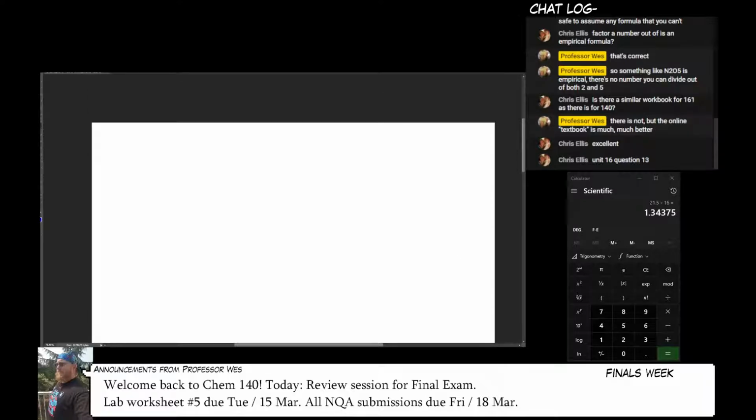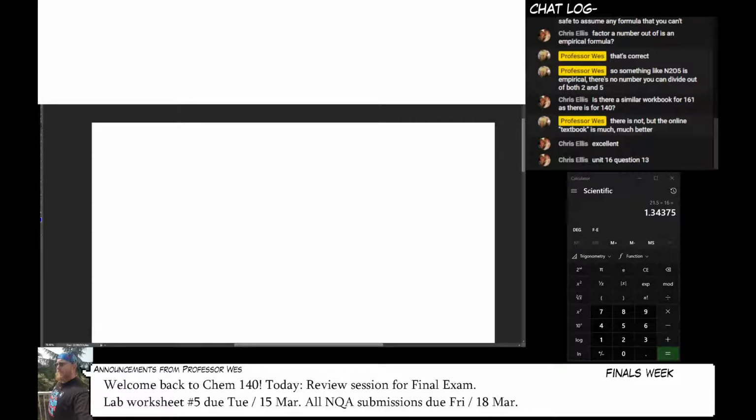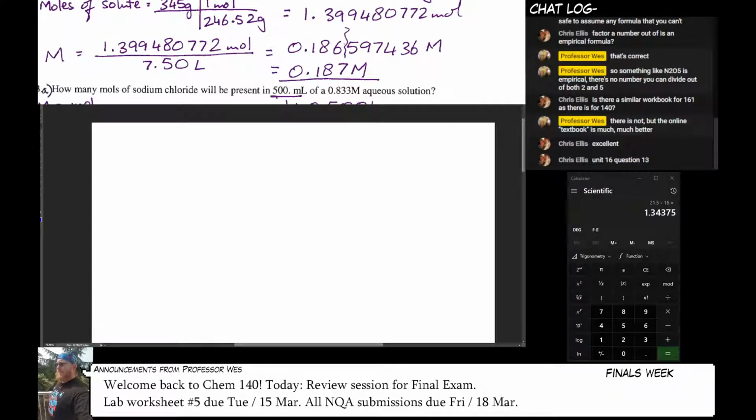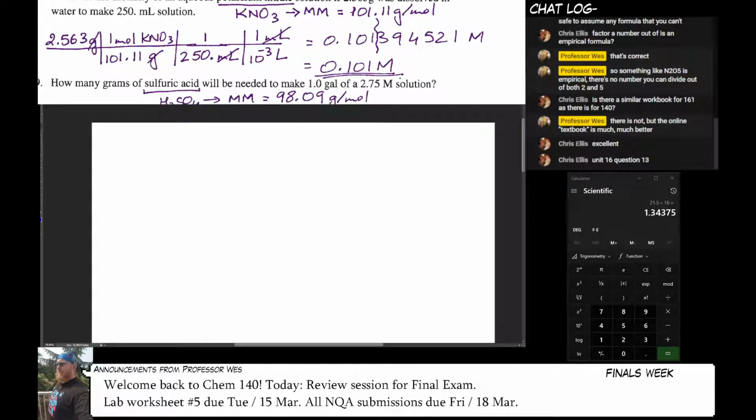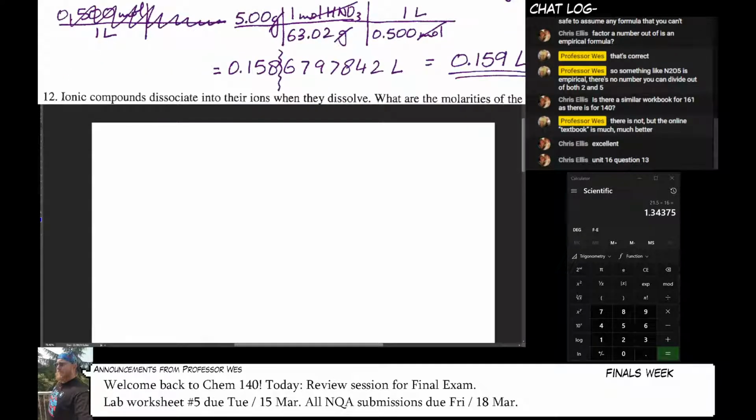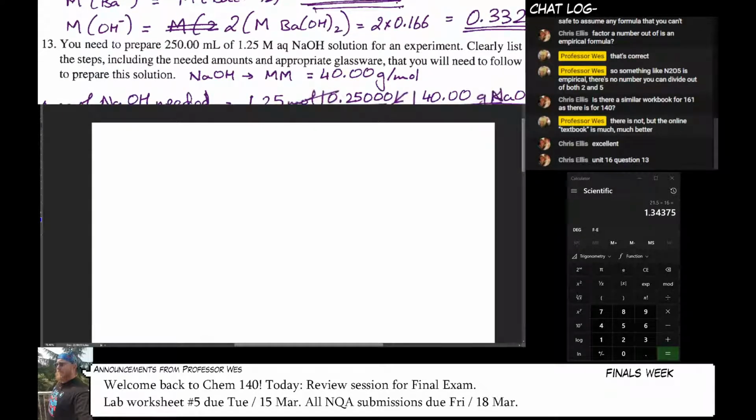And then we want Unit 16. And question 13. Okay. You need to prepare 250 milliliters of 1.25 molar aqueous sodium hydroxide for an experiment. Clearly list the steps, including the needed amounts in appropriate glassware that you'll need to follow to prepare the solution. All right, so I'm on the wrong page. There we go.